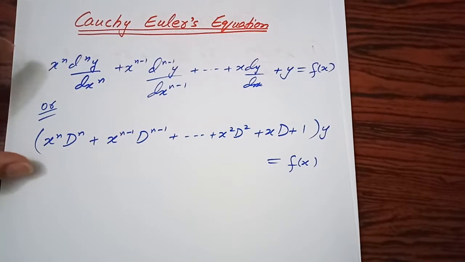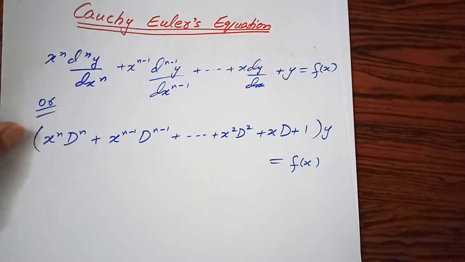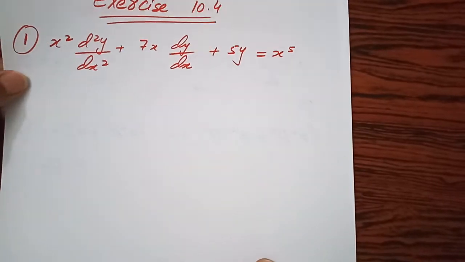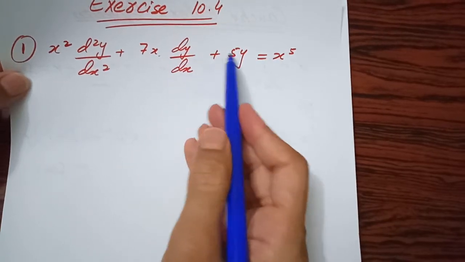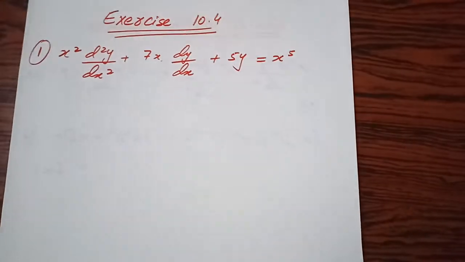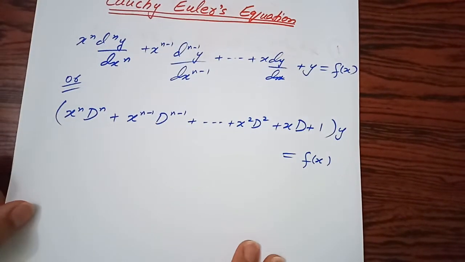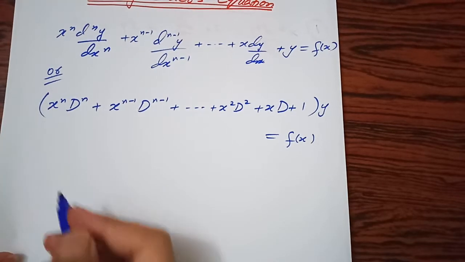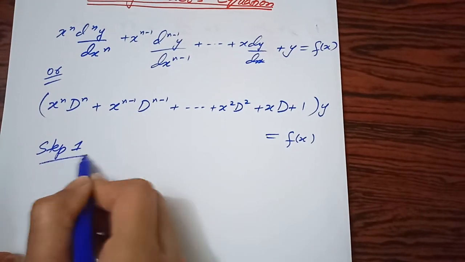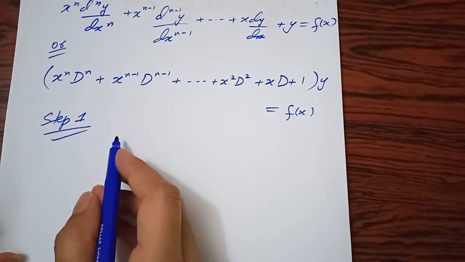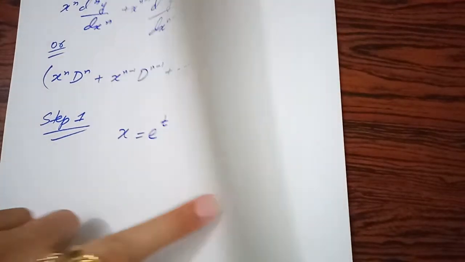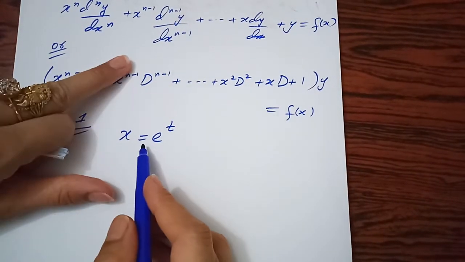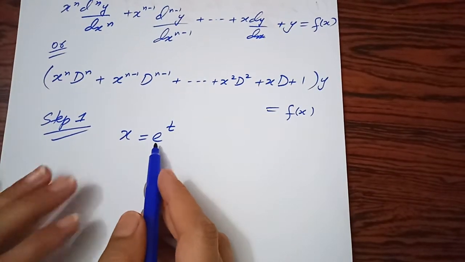Now, whenever you are given this kind of equation, like you can see in question number 1, x^2 d^2y/dx^2 plus 7x dy/dx plus 5y equals x^5, this is a Cauchy-Euler equation. Let's see what we do when we have a Cauchy-Euler equation in our question. Our step 1 will involve a variable coefficient. We have to suppose x equals e raised to the power t. Always in every Cauchy-Euler equation we are going to suppose that x equals e^t.